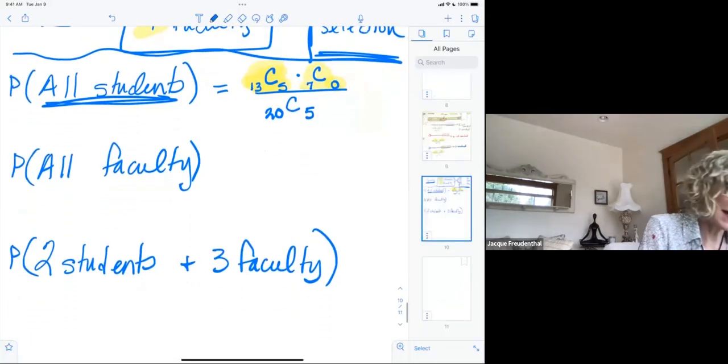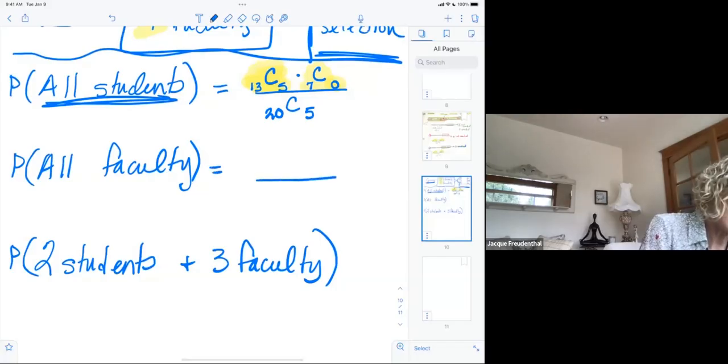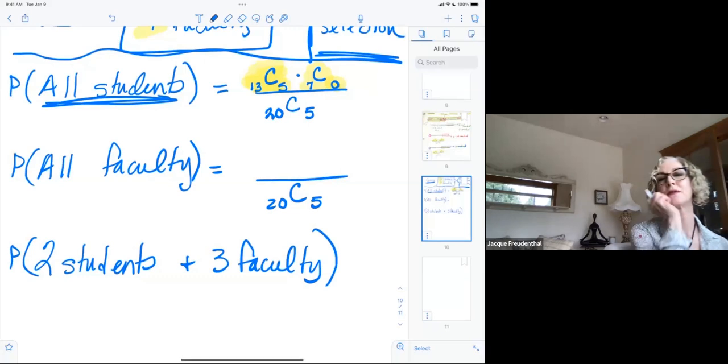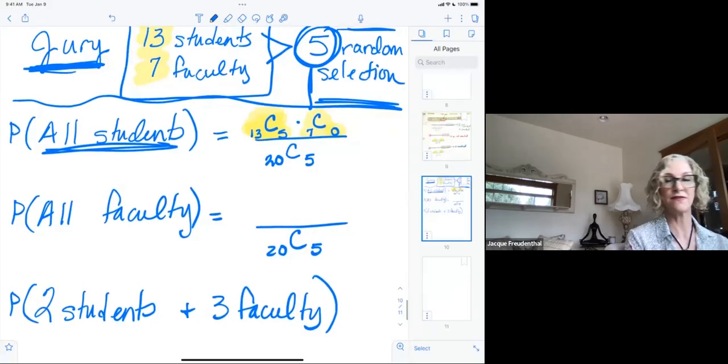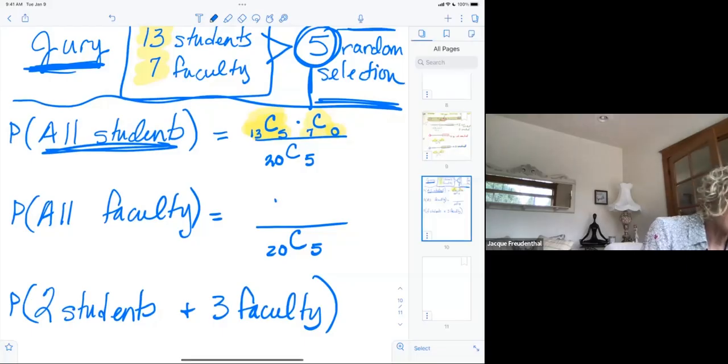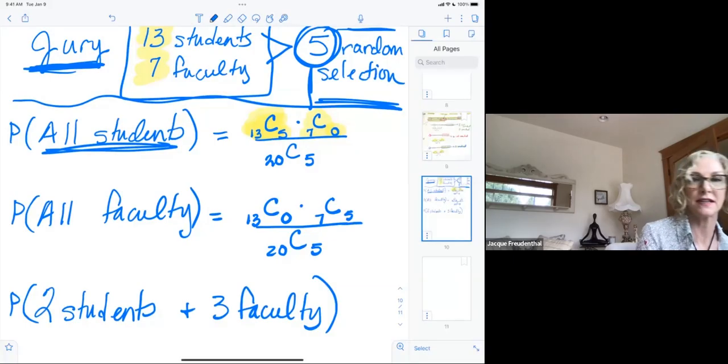Okay, so let's think about how that's different from here. We still need to take this out of the total number of ways we can choose 5 for the jury. So 5 out of all of the 20, which is the students and faculty combined, how many ways we can choose that? That's the denominator. The numerator, if I'm looking at the students, there's 13 students. I don't want any students, but out of the 7 faculty, I want all 5 of them from the faculty.